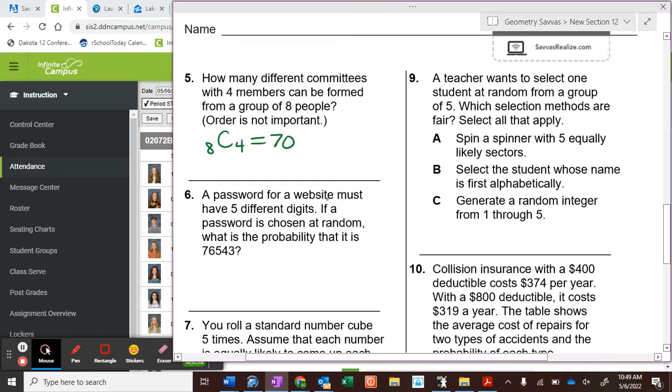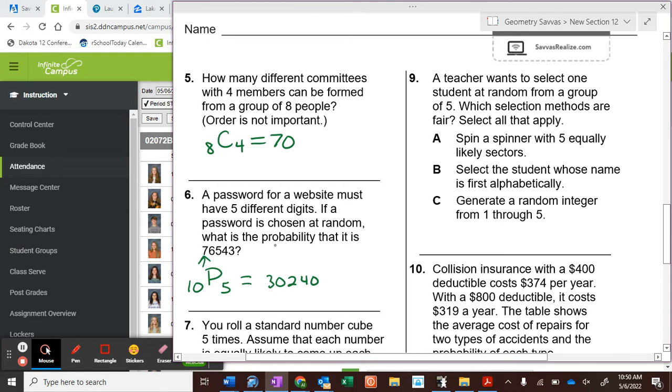A password for a website must use 5 different digits for numbers. If a password is chosen at random, what's the probability that the password is 76543? Well, how many digits are there in each possibility? 10. Is the order important in a password? Yes. So it's a permutation, and there are 5 different digits. So 10 permutation 5 equals what? 30240. Because there's 10 numbers, 0 through 9.